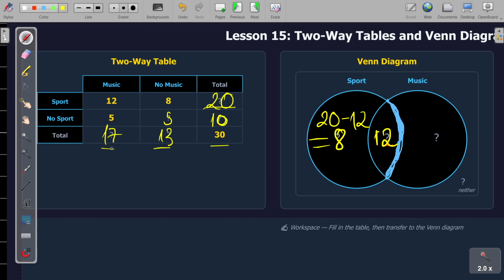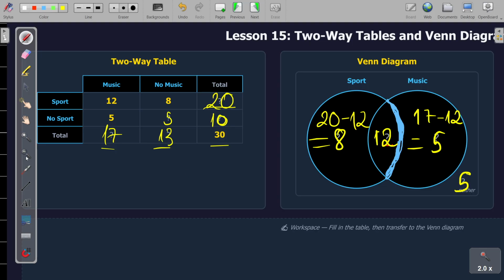Looking at the music circle, the total is 17. We have 12 in the overlap, so 17 minus 12 equals 5. This is the number of students who only play music. Finally, the space outside both circles represents neither, students who don't play anything. This is going to be 5 from our table. So let me just write 5 there.